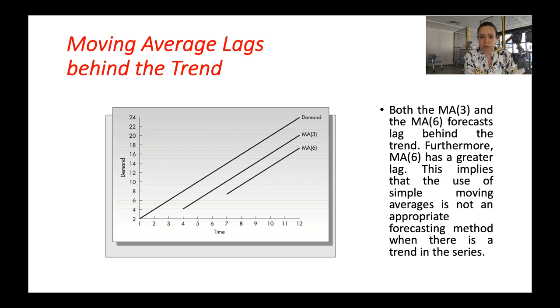But as you can see, each time we are underestimating. So we can say that this method lags behind the trend. So we can conclude that if there is such a trend in the data, moving averages method isn't suitable for such data.